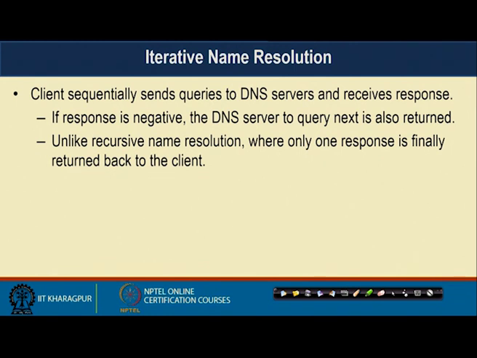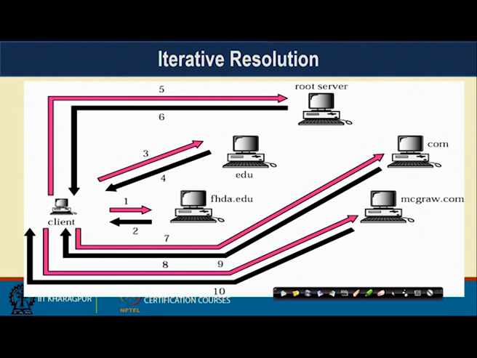So, if it does not have it, it returns which DNS server to query, unlike recursive resolution where only one response is finally returned. In the recursive case, the server itself recurses to the other. In the iterative case, if it does not have it, it sends the address of the next DNS server. So, that is what we are discussing as recursive resolution.